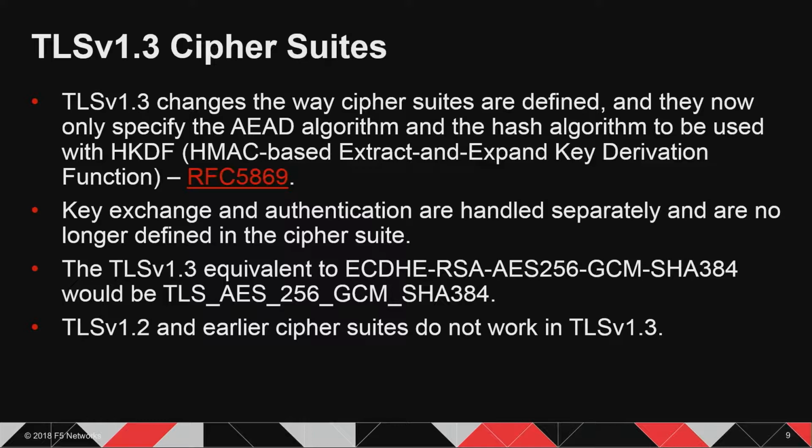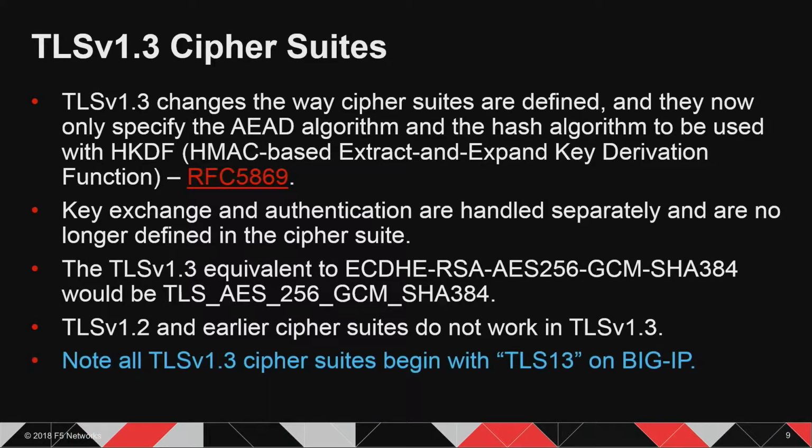So for TLS1.3, say the equivalent of a TLS1.2 algorithm would be ECDHE, RSA, AES256, that long string that's defining everything. For TLS1.3, you just say TLS, AES, 256, GCM, SHA-384. You'll notice the ECDHE and RSA are gone because those are configured separately. Those aren't part of the cipher suite anymore. So you can't use TLS1.3 defined cipher suites in 1.2 and earlier, and vice versa. There's an incompatible line between the two. On BIG-IP, all of the TLS1.3 cipher suites start off with TLS1.3, or 13, so you can see them clearly when you're listing ciphers that those are TLS1.3 and above.